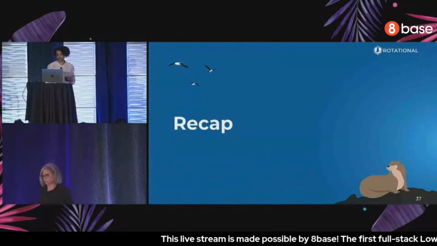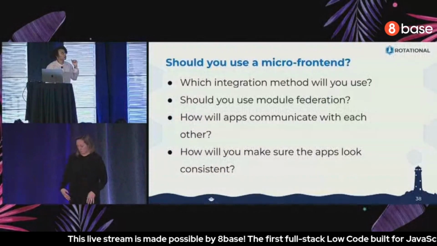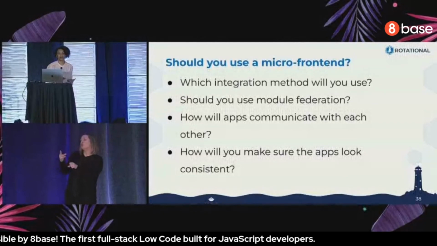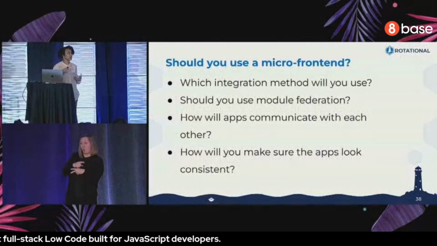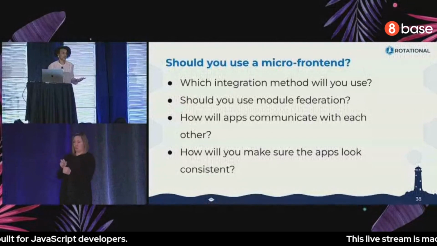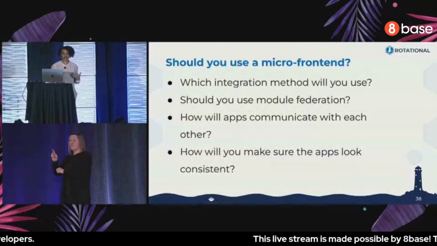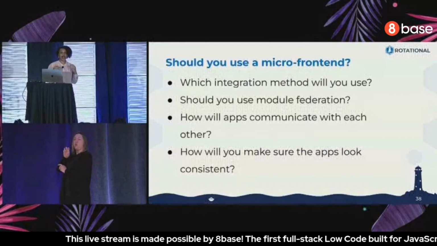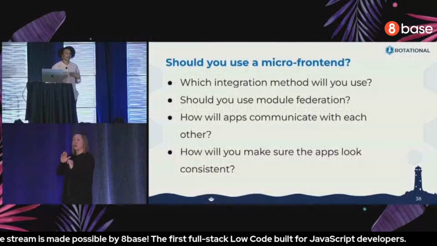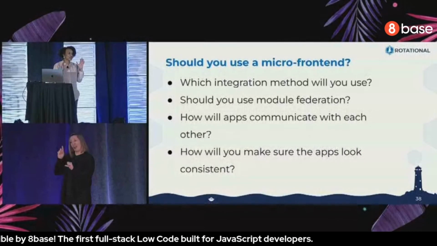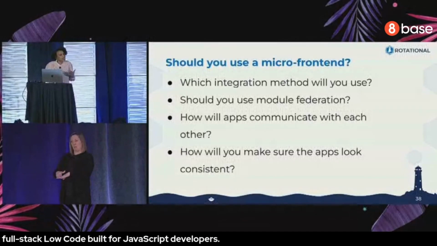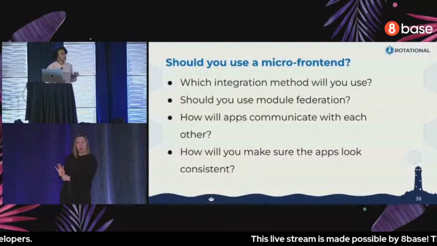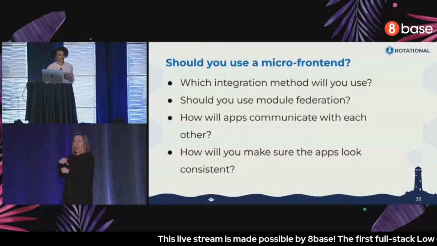Okay, just to recap. Question number one, which integration method will you use? Will it be build time or runtime? Number two, should you use module federation? As I mentioned, import map is another option. You can use iframes, or you can even use web components. Number three, how will your apps communicate with each other? Because it's going to happen. We want to keep that to a minimum, but they will need to talk to each other every now and then. And number four, how will you make sure that your apps look consistent?